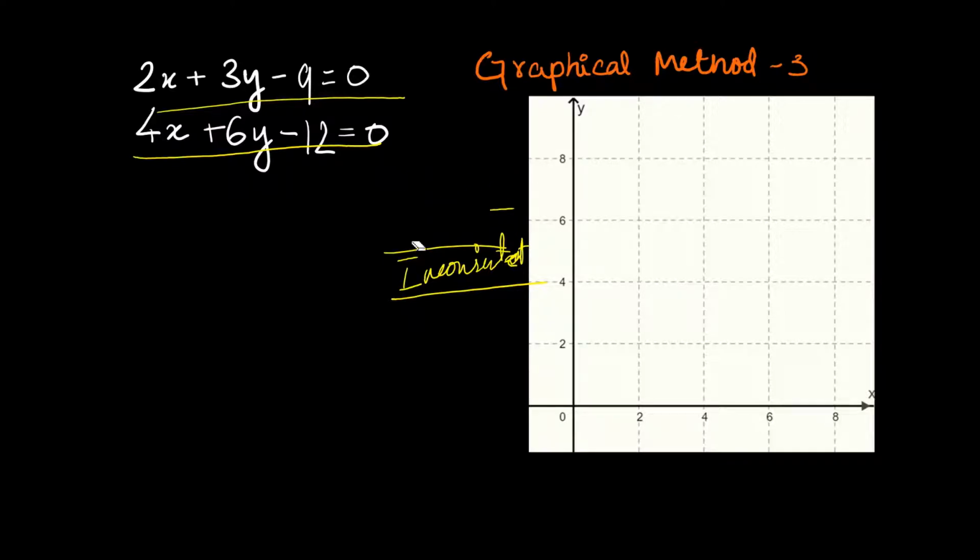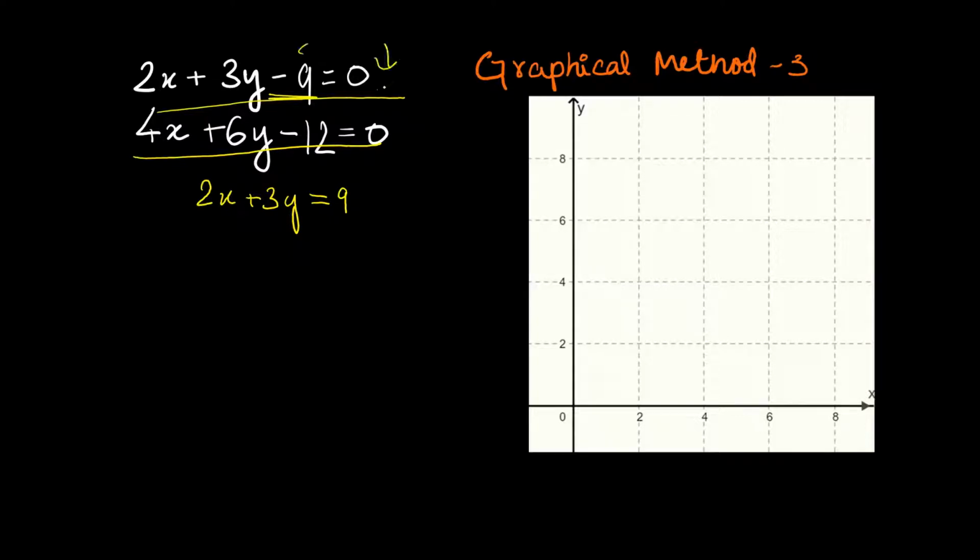Let us take the first equation, which is 2x plus 3y equals 9. We're taking the minus 9 to the other side, which becomes plus 9. So I have this equation here. Now I'm going to consider our y to be, say, 1. Then 2x plus 3 is 9, and if I take the 3 to the other side, I get 2x as 6, and 6 divided by 2 gives me x as 3.